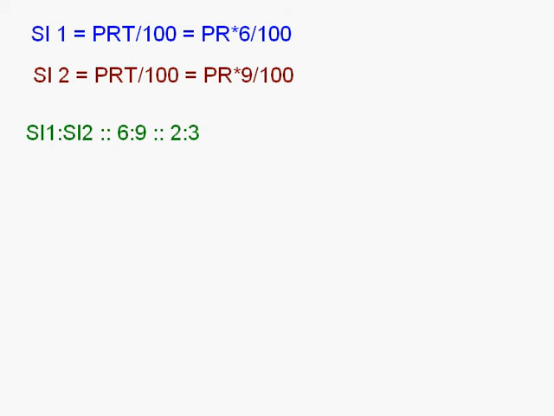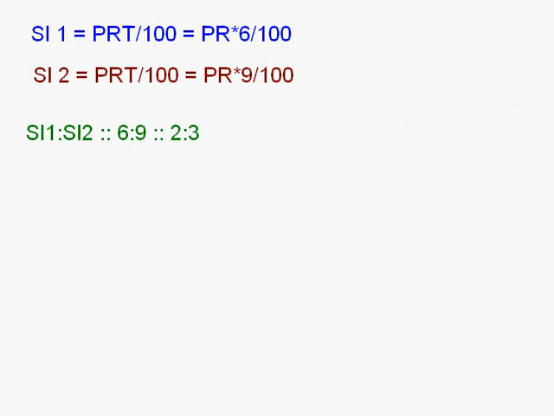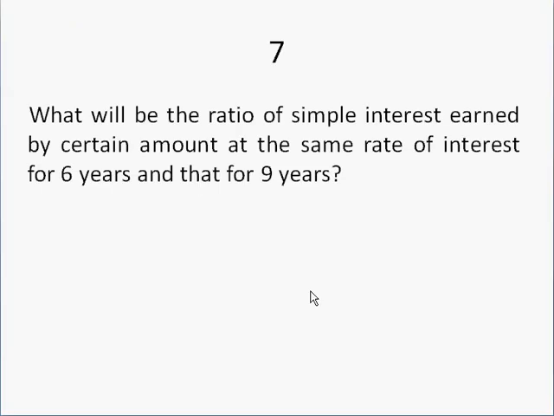So the answer of this particular question is 2 is to 3, because the question said, what will be the ratio of simple interest earned by a certain amount at the same rate of interest for 6 years and that for 9 years? Rate of interest is the same, and principal is also given to be the same. So we wrote simple interest 1 and simple interest 2. Then simple interest 1 is to 2 will be 6 is to 9, that will be 2 is to 3. Alright, now we'll move to the next question.